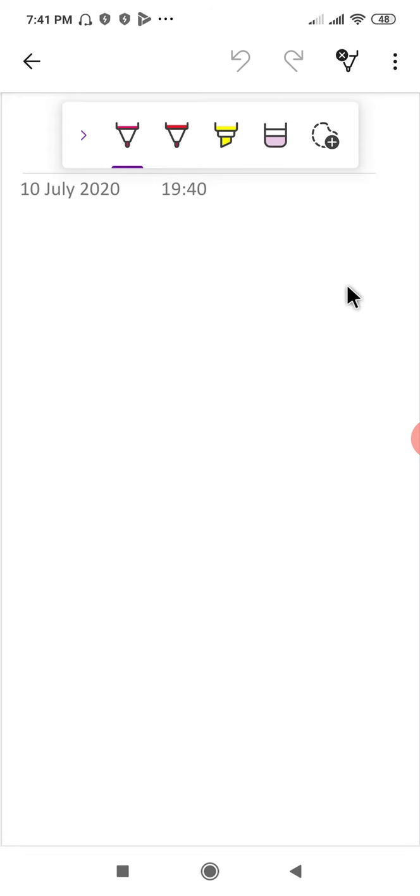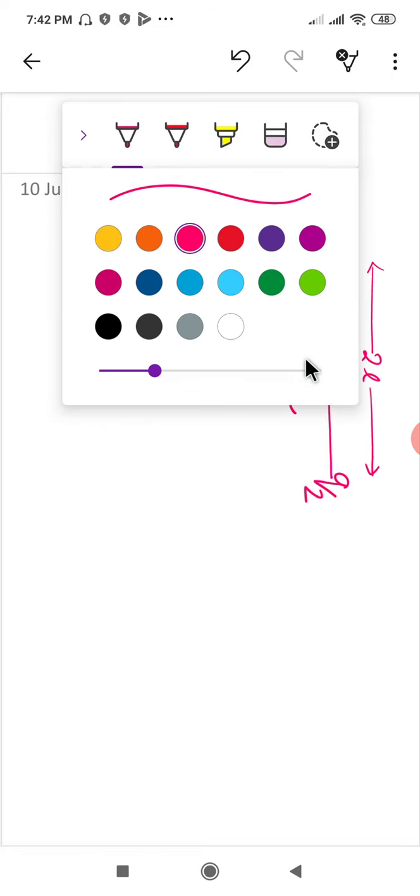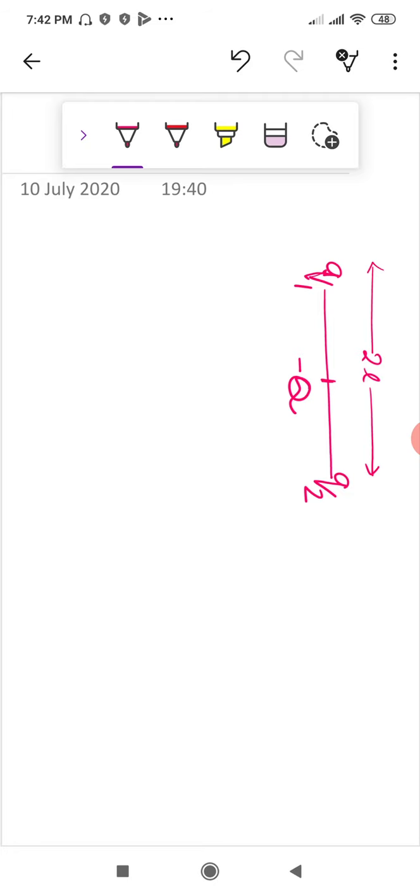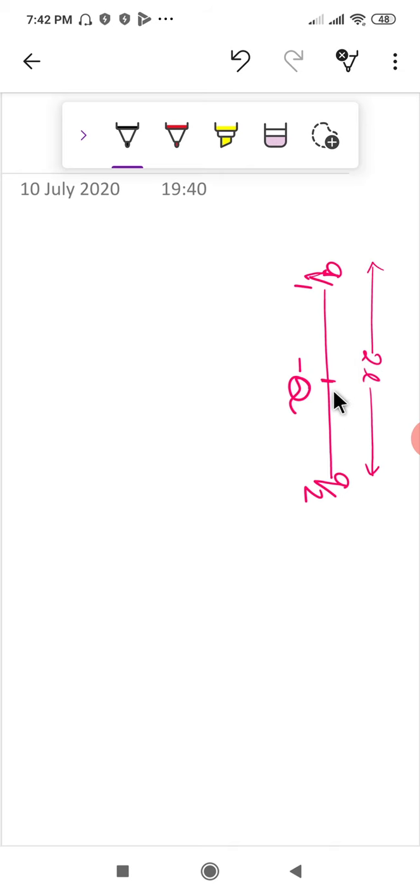Let me take the example of two charges placed at distance 2L. And a third charge is placed midway, and let me take it as minus q. Now, the question is: in which direction will the net force act on the minus q charge?